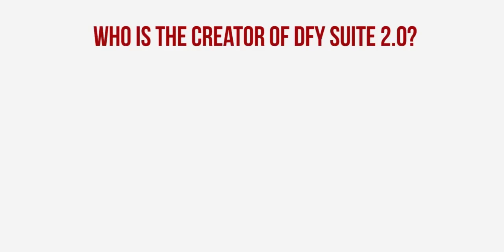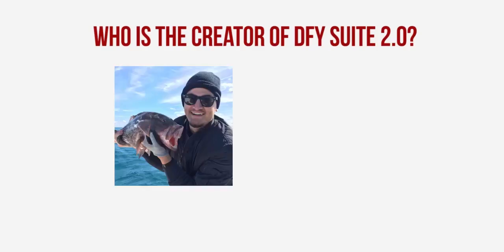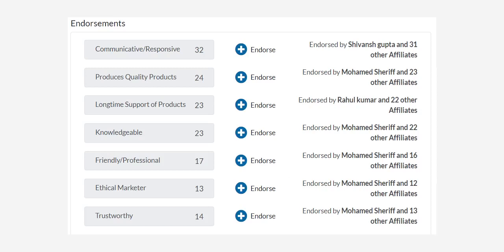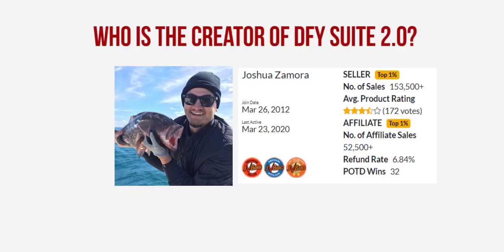The DFY Suite 2.0 was created by this guy here called Joshua Zamora, and he is a premium JVZoo seller and a premium JVZoo affiliate, as he's been endorsed by so many other affiliates, and they know him as an authority in the internet marketing niche. So after his successful launch of the DFY Suite 1.0, he's back here right now with the DFY Suite 2.0.